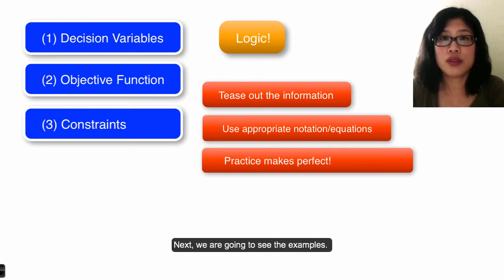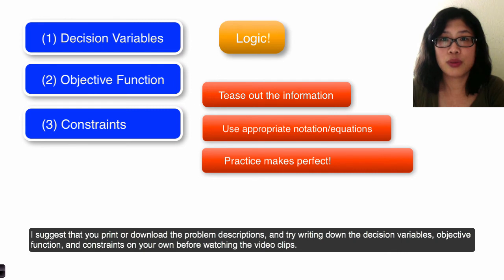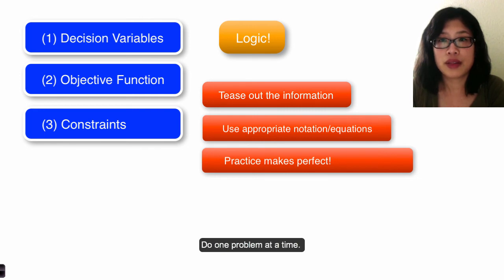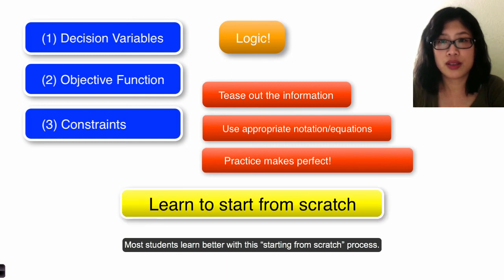Next, we are going to see the examples. The problem description of the examples are available in the lecture slides. I suggest that you print or download the problem descriptions and try writing down the decision variables, objective function, and constraints on your own before watching the video clips. Do one problem at a time. Most students learn better with this starting from scratch process.